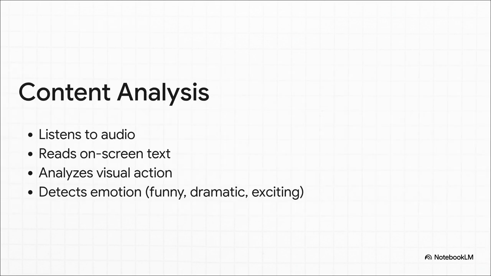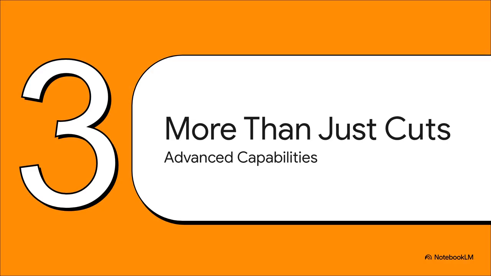And this is where the real genius is. The AI isn't just seeing pixels on a screen, it's actually understanding the content. It's listening to what's being said, it's reading any text that shows up, it's following the action, and get this, it actually detects the emotional context. It knows what's funny, what's dramatic, what's exciting. That right there is the secret sauce that lets it make smart, creative decisions for you. And because the AI gets the content on that much deeper level, it can do a whole lot more than just trim your clips. This is where the possibilities start to get really interesting.